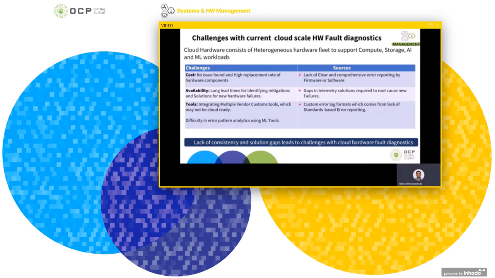Second challenge, I see, is server availability. What I mean is when a new hardware failure happens with cloud scale workloads, production workloads, it takes a long lead time to identify mitigation and solutions. This mainly comes from gaps in telemetry solutions to root cause new failures.